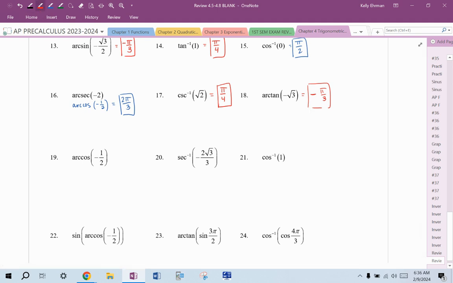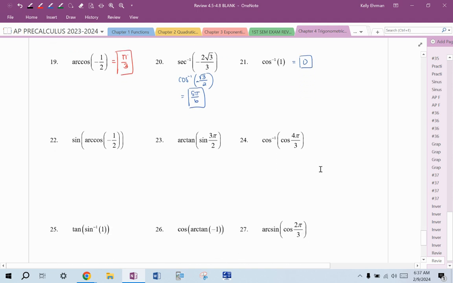Arc cosine of negative 1/2. So when is cosine equal to negative 1/2? You've got to be in quadrant 2 if it's negative. And the angle that makes cosine 1/2 is pi over 3. The angle that makes secant negative 2 radical 3 over 3, you can rewrite this if you want. This is the flipped and rationalized version of negative radical 3 over 2. So again, my answer is in quadrant 2 if it's arc cosine and it's negative, and that's going to be 5 pi over 6. Which angle makes cosine equal to 1? That's 0.